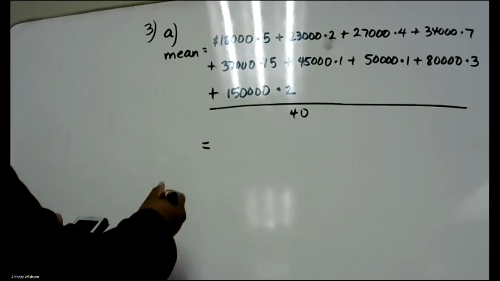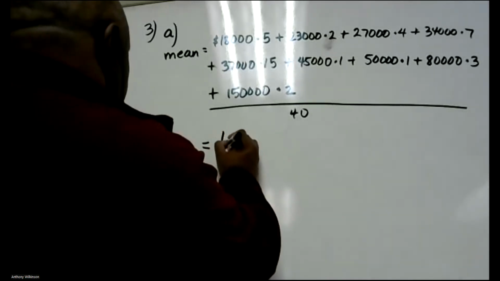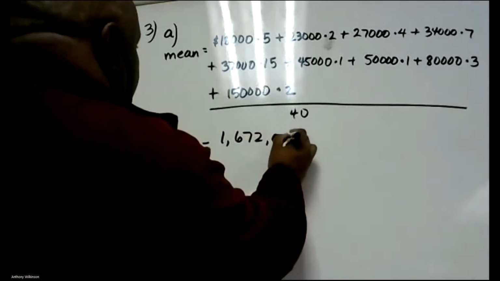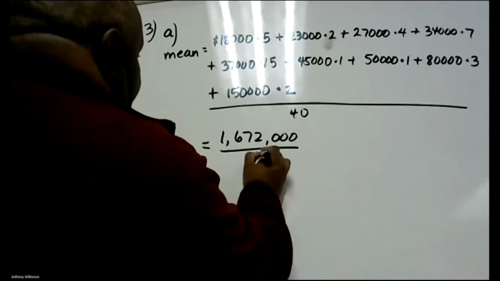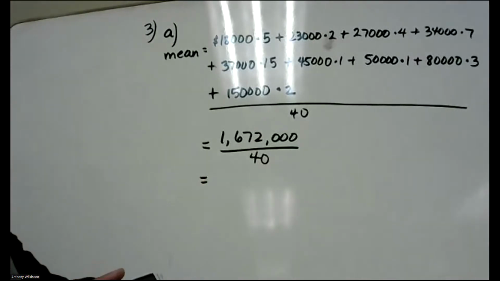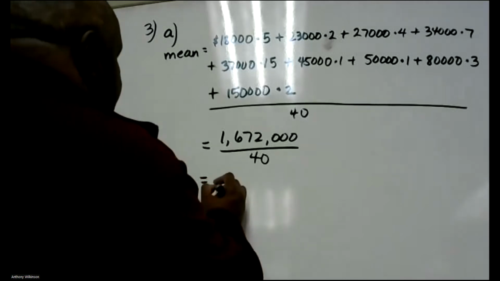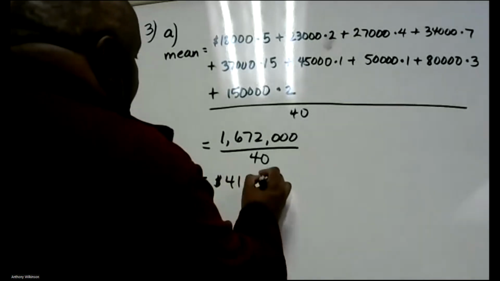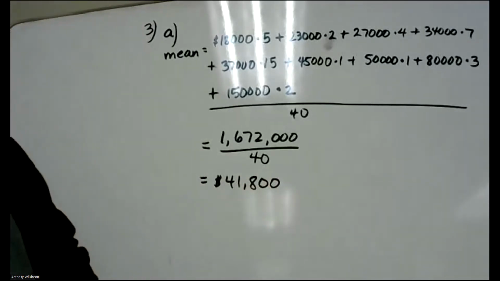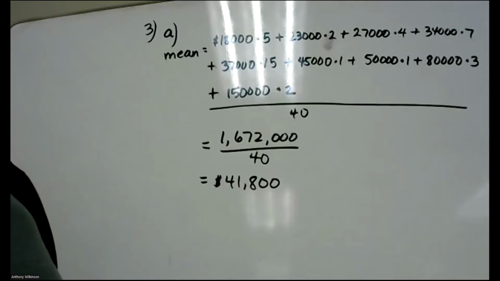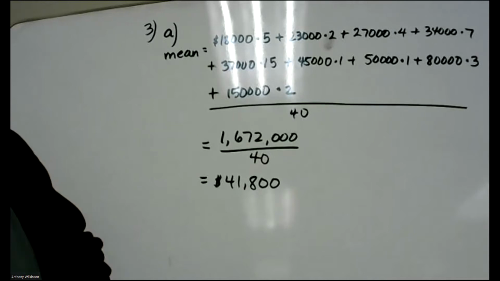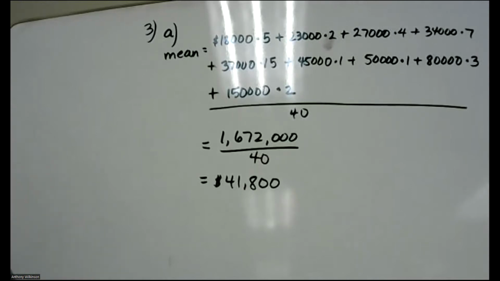Okay, and for the sake of time, this is what I came up with. And that amount has to be divided by 40. Which will be $41,800. So the mean of that would be $41,800. Okay. Questions on part A?